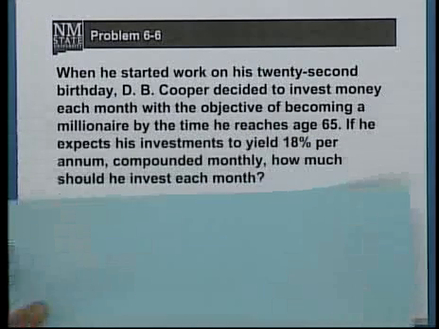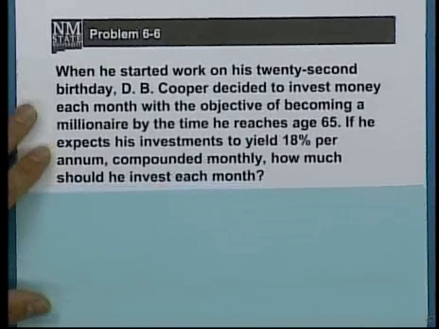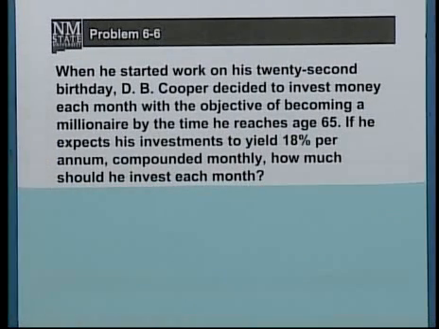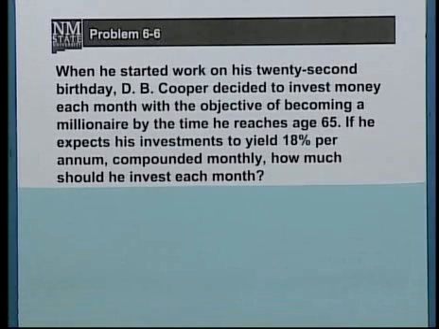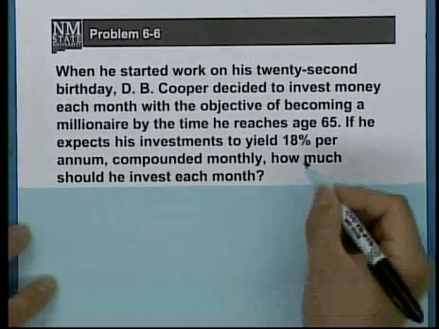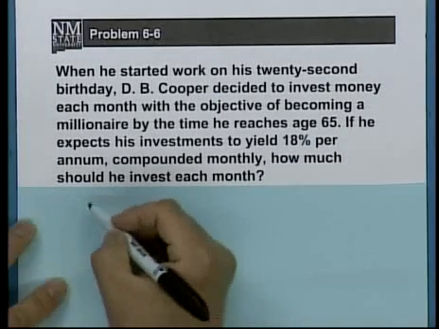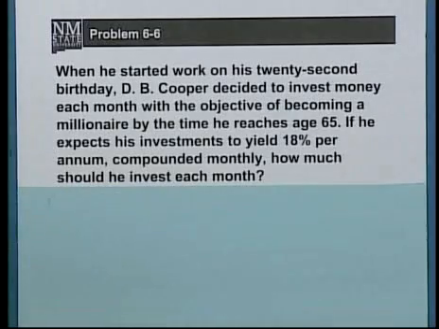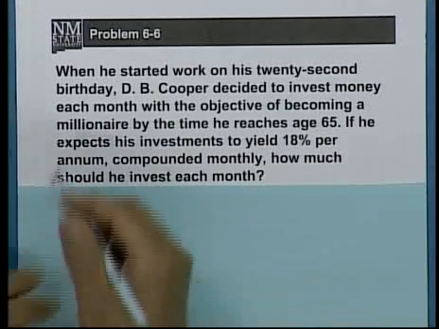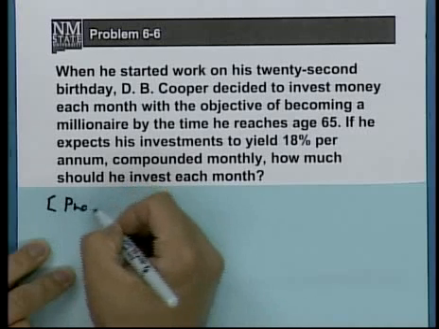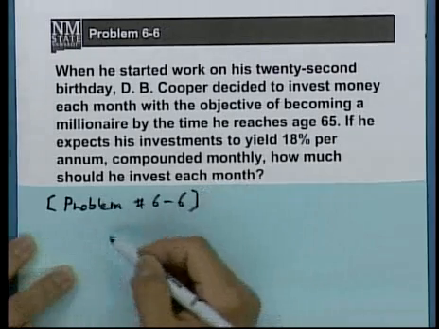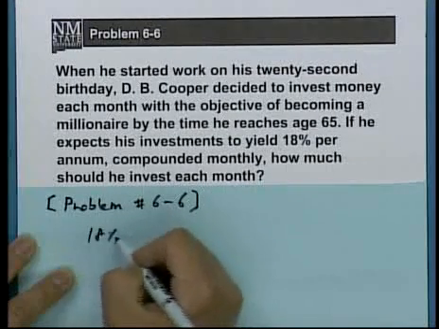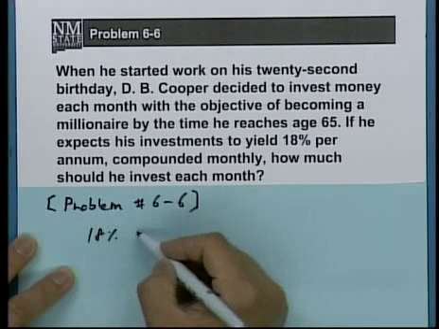Okay, so he wants to be a millionaire when he becomes 65 years old. And looks like he's around 22 years old. Okay, so the given interest rate is 18%. So we are solving problem number 6-6. The given interest rate is 18% compounded monthly.